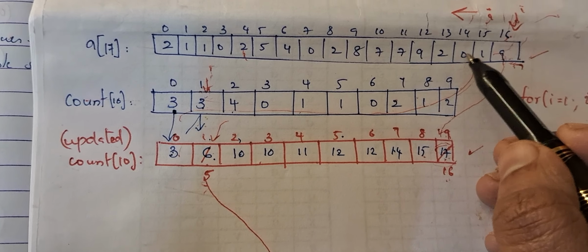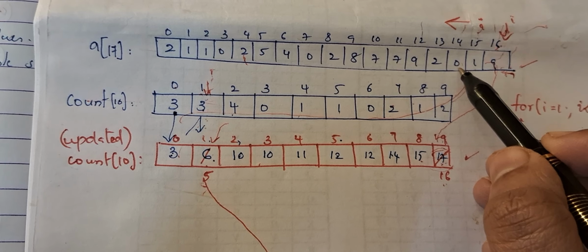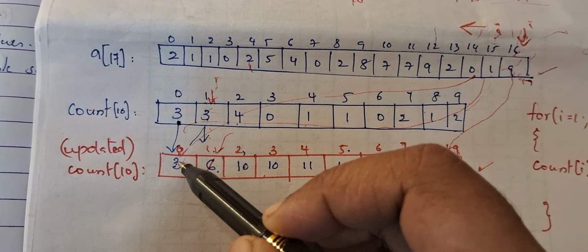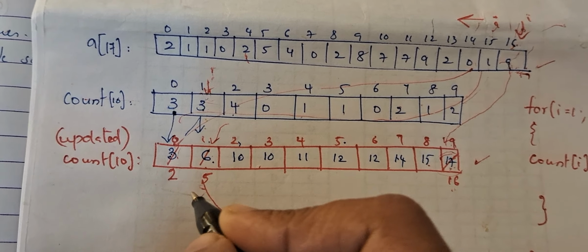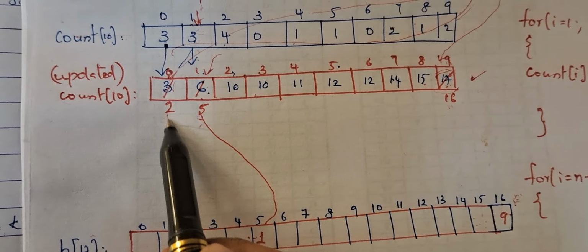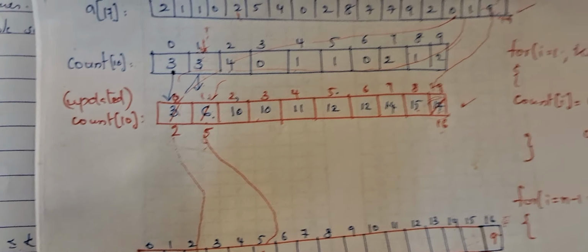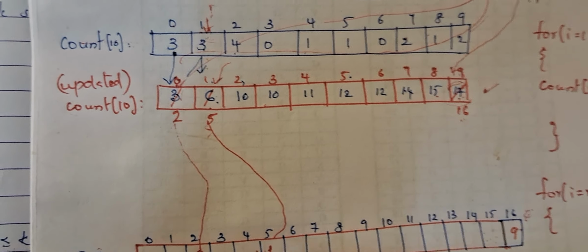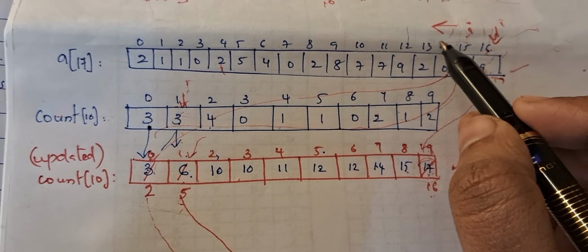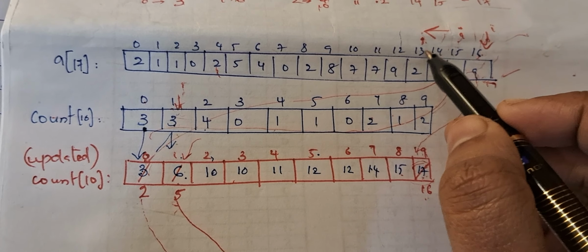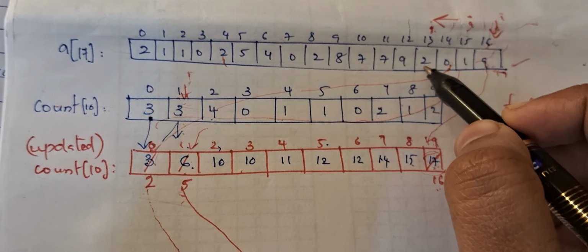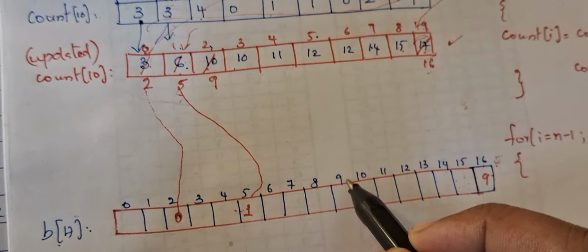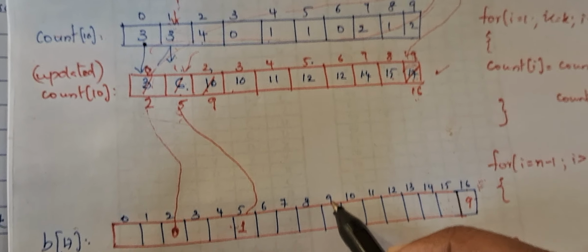Then again decrementing the I value by 1. So 14. So a of 14 equal to 0. Go to index 0 of the count array, decrement the value by 1. 3 becomes 2. Go to the corresponding index of the final array, 2, and store a of I, that is equal to 0. Again repeating the procedure. Now I equal to 14 minus 1, which is equal to 13. The element is 2. Go to index 2. Decrement the value by 1. Go to the corresponding index 9 and store a of I value. What is a of I here? 2.